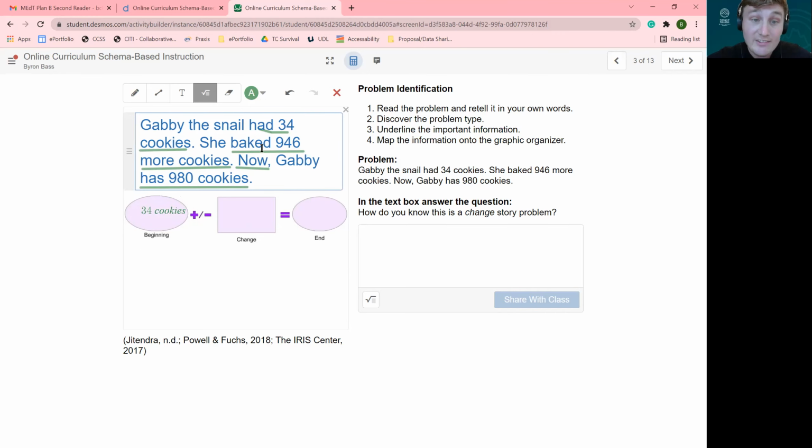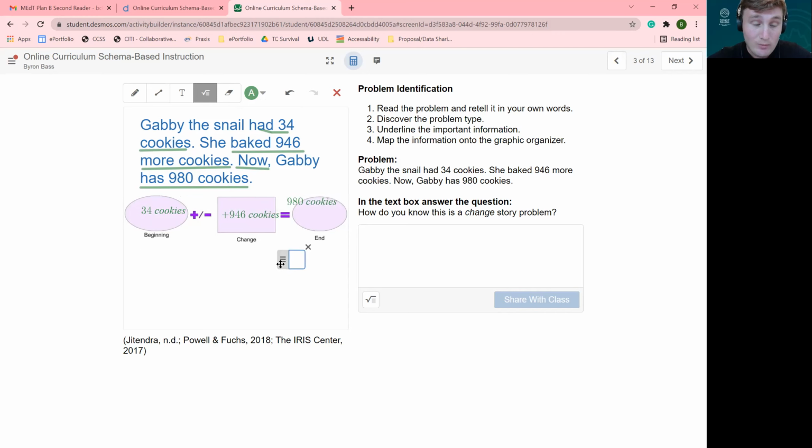The change, we baked 946 more cookies. So we are adding 946 cookies. That's our change. And then we're going to end with a value, and our ending value is 980 cookies. We know this because that's how much we have now, 980, right? So that's our end value.